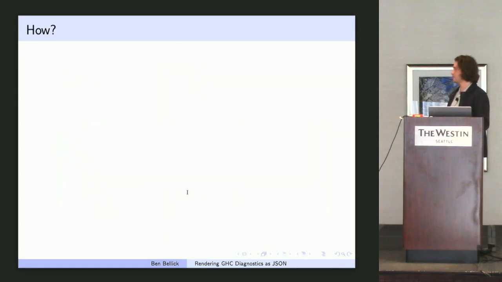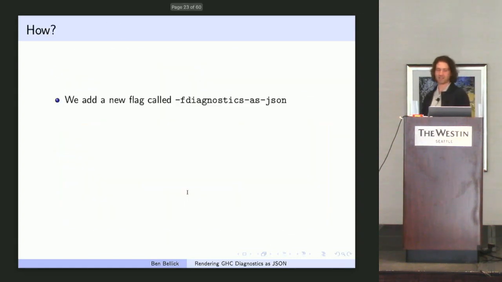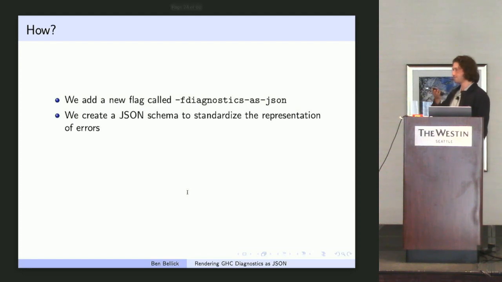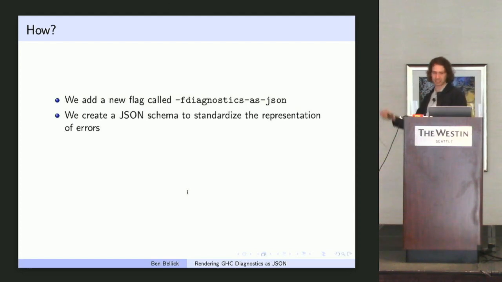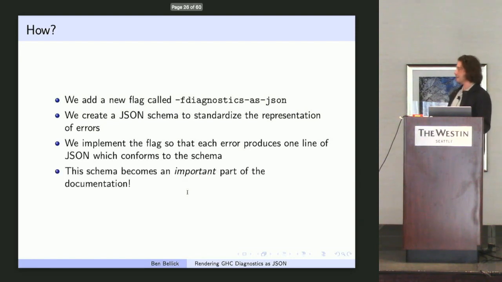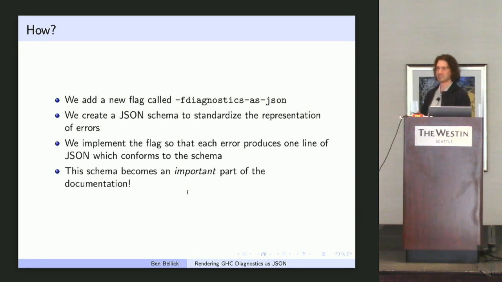So how do we do that? There's a new flag, -fdiagnostics-as-json, that basically produces all of the error messages as single lines of diagnostic messages represented in JSON. And then additionally, we have a JSON schema that basically formalizes the exact contract of what you can expect to come out from each of these diagnostics. So this schema is really an important thing because it makes it explicit to users what exactly they can expect to come out of this flag.